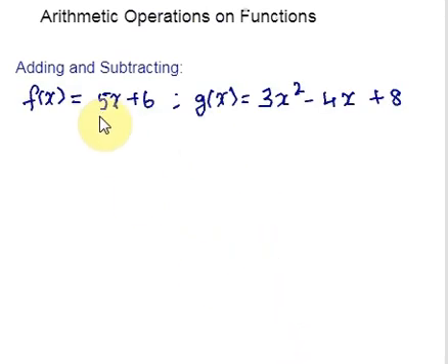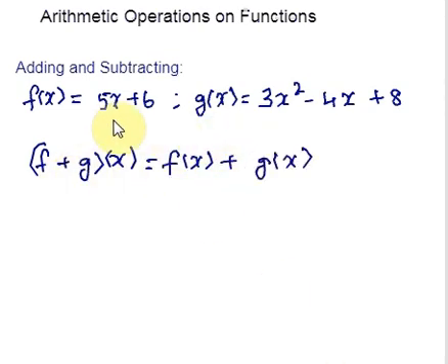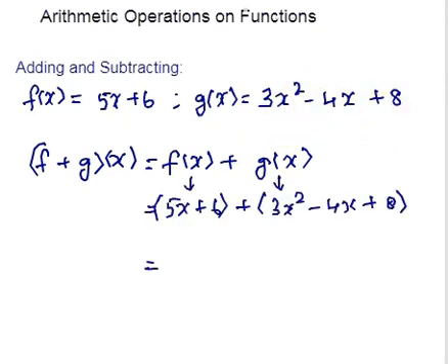Here are two functions, f(x) and g(x). Let's find (f+g)(x). (f+g)(x) is nothing but f(x) plus g(x). So in the question you have to identify what is f(x) and g(x), and then replace f(x) with 5x plus 6 and replace g(x) with 3x squared minus 4x plus 8. Since we have a plus sign in between, even if we distribute the sign, there will be no change in the signs of each term inside the second parenthesis. So we have to combine the like terms.